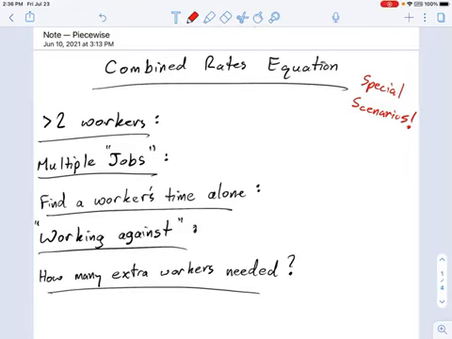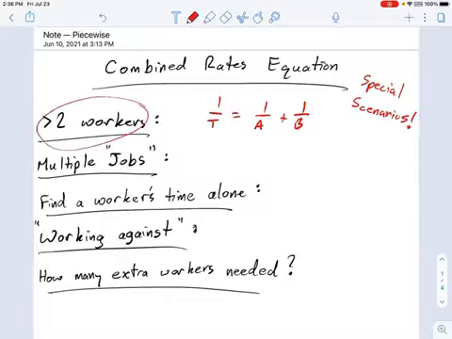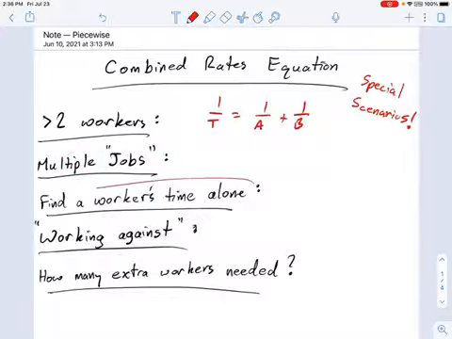What I'm going to do here is go over a bunch of special scenarios where your ordinary combined rates equation, which is this, 1 over t equals 1 over a plus 1 over b, doesn't quite fit the problem that you're given for a variety of reasons. Maybe you have multiple workers that require more than just a and b. Maybe you have multiple jobs. Maybe you know the total time, but you don't know how long it would take Bob by himself.